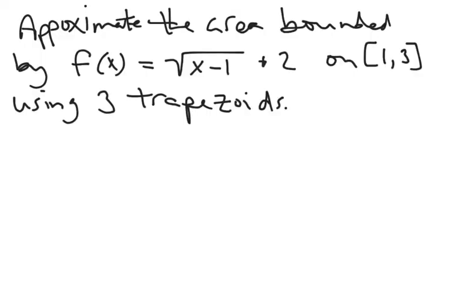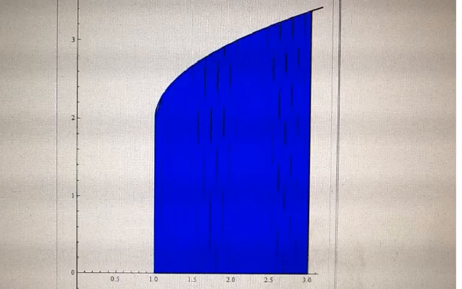Okay, so approximate the area bounded by f of x equals the square root of the quantity x minus 1 plus 2 on the interval 1, 3 using 3 trapezoids. And just to give you a picture here, this is a picture of the area that we're trying to approximate. I actually have about 25 trapezoids on there, so you can see a dash of white between the curve and the blue. But we're not going to use 25 trapezoids. We're going to use 3 trapezoids, and so it won't look quite like this.